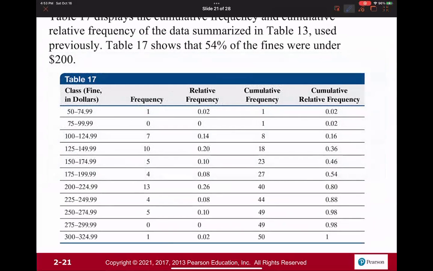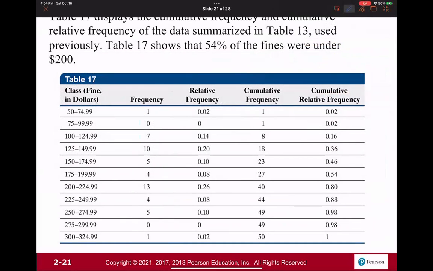All right, so looking at these values. So remember, we got our frequency by just doing little tally marks for everything. That's how we got that one. For relative frequency, we added all those values up together and then divided this number by that total. That's how we got the relative frequency. For cumulative frequency, we're just adding each value up.